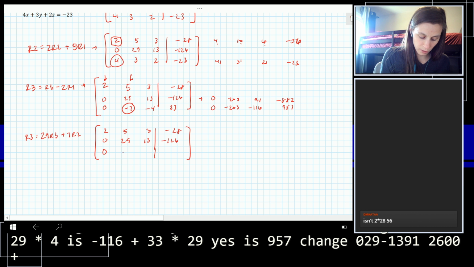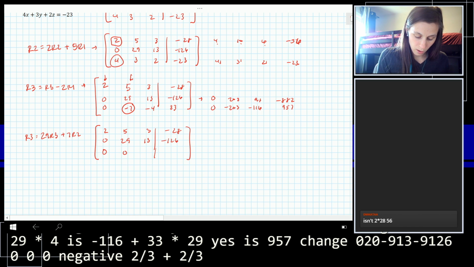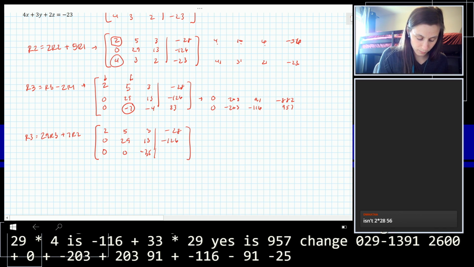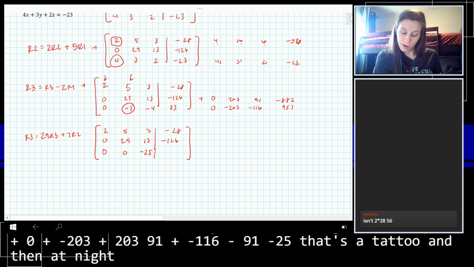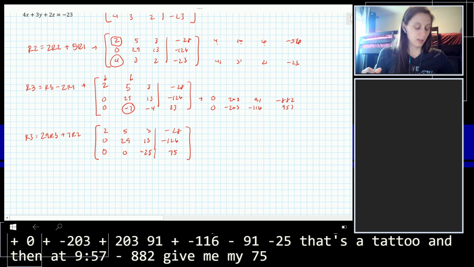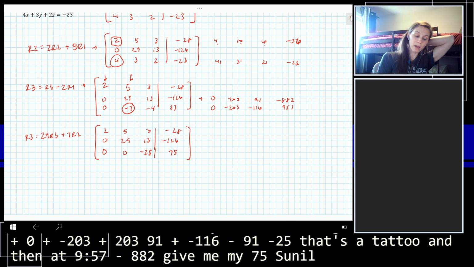0 plus 0, negative 203 plus 203, 91 plus negative 116 minus 91, I get negative 25. Ooh, that's not a 2. And then 957 minus 882 gives me 75. Yeah, I made an error this morning, so we're good today. So now I have my lower triangle of zeros.